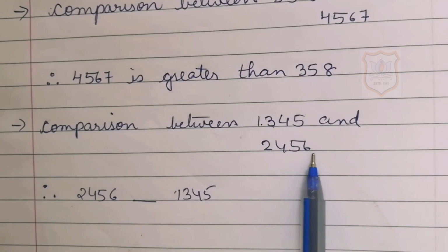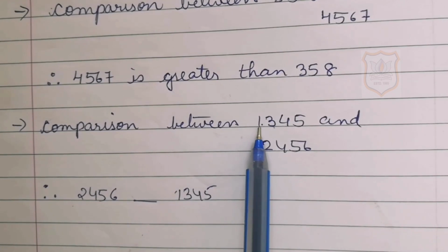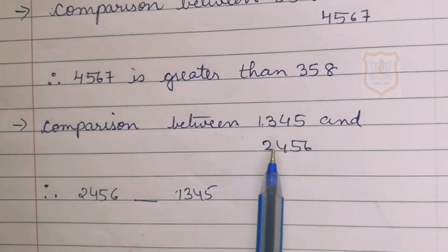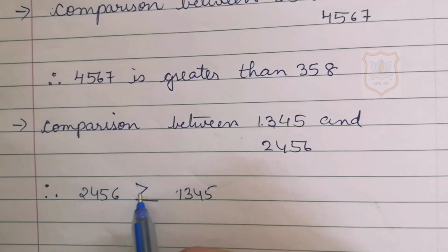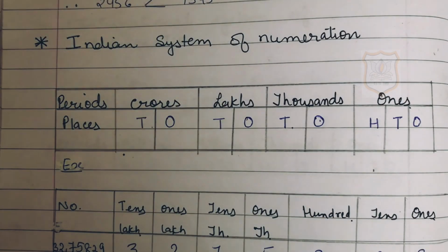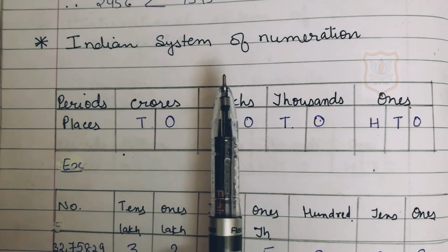So we will compare the digits on the extreme left. Now here the very first digit is 1 and in this number the very first digit is 2. So we can say that 2456 is greater than 1345. So students, our next topic is Indian system of numeration.